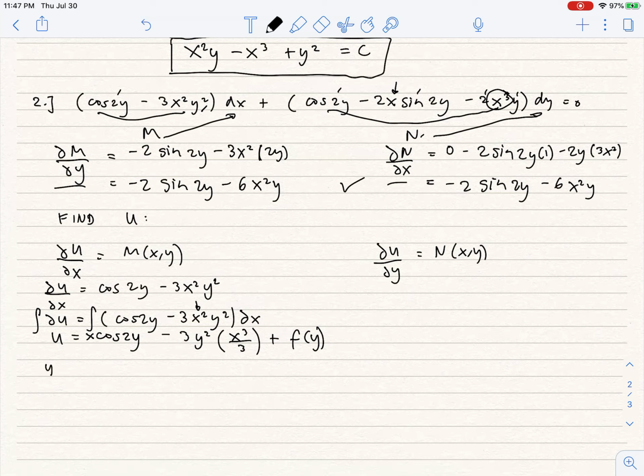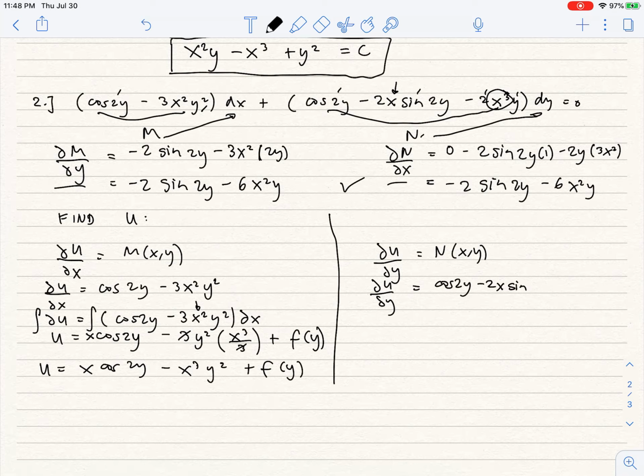Okay, so simplify. So u is now x cosine 2y minus, so makancel ni og kani, x cubed y squared plus f of y. Okay? So, mana ang u na first, kanina po ang ikaduha. Partial derivative of u with respect to y is equal to n. So, n here is cosine 2y minus 2x sine 2y minus 2x cubed y.